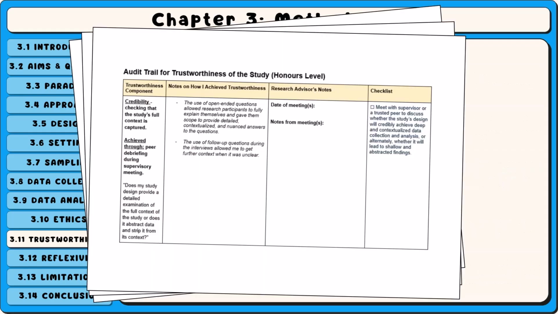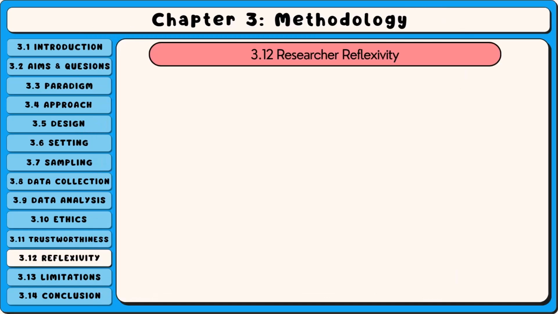Don't forget to grab the audit trail for trustworthiness that you would need to include in your appendix to show how you achieved trustworthiness, which was mostly through meeting minutes with your supervisor. You can get that audit trail when you download the Thesis template. There will be instructions on how to get it. Now we'll move on to section 3.12, which covers researcher reflexivity.